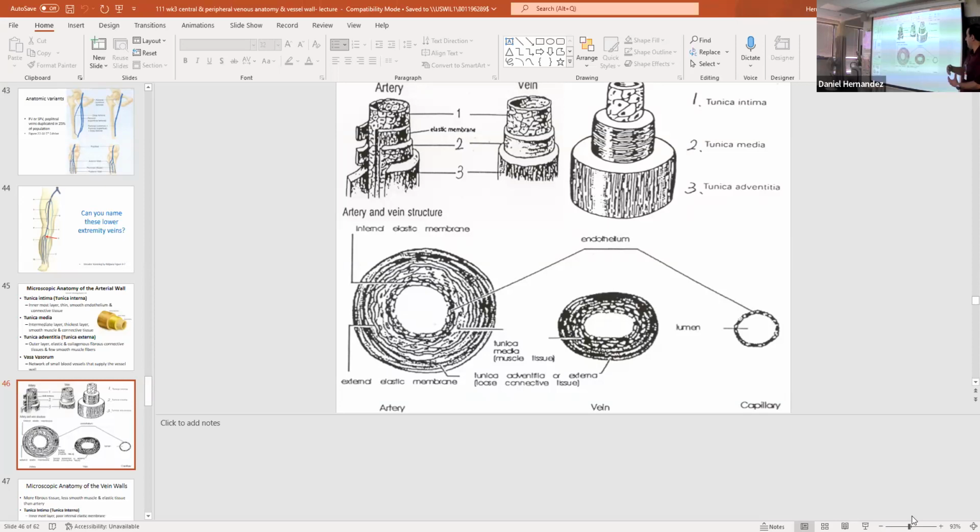With low transmural pressure for a vein, you're going to get those flat, dumbbell-shaped looking ones, or the flabby veins that are not nice round circles.